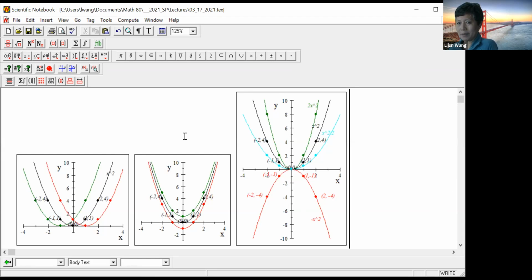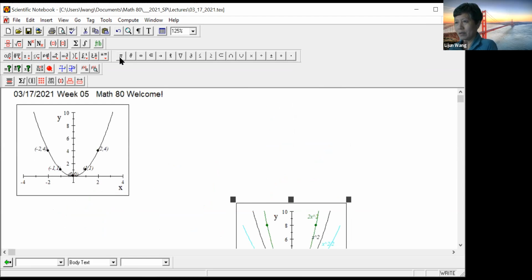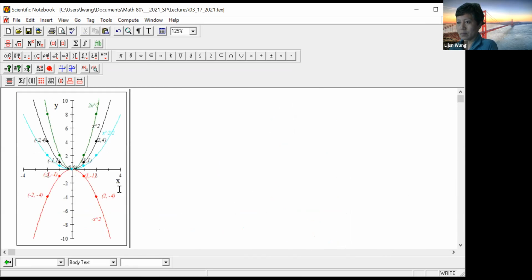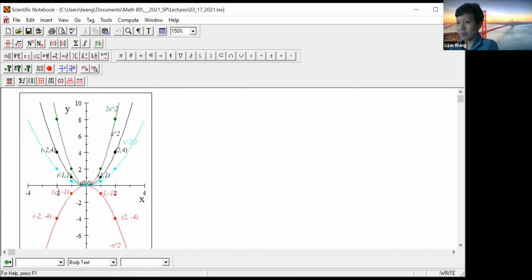So let's recap. On this picture, I'm going to make it larger. I want every one of you to remark these pictures. Yes, there are some clues on the picture, but I still want you to remark these pictures. Reflect on what we have done.